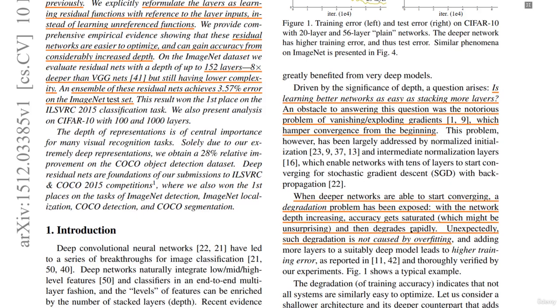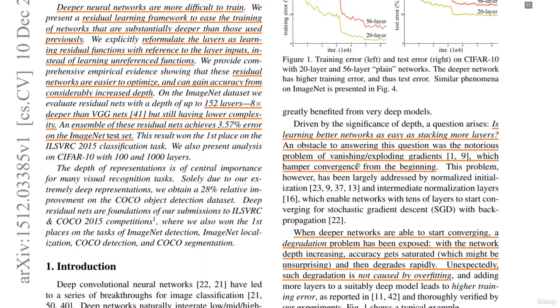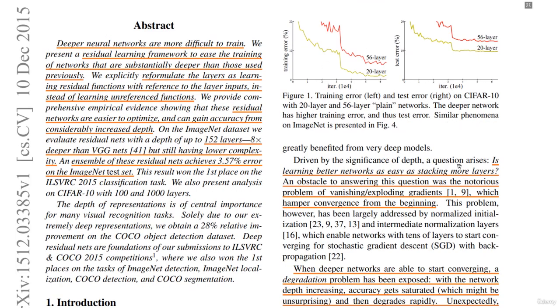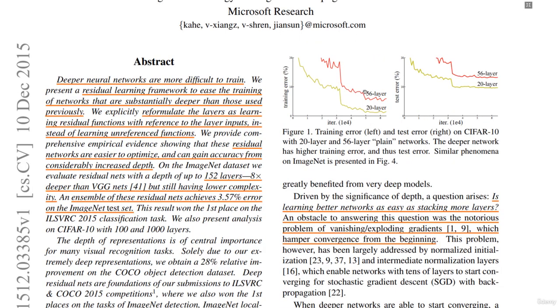Now, when deep networks are able to start converging, a degradation problem has been exposed. With the network depth increasing, accuracy gets saturated, which might be unsurprising, and then degrades rapidly. Unexpectedly, such degradation is not caused by overfitting. So what the authors are trying to say here is, the more we stack up these layers, there is this problem of degradation. So our model starts to drop in accuracy. And at first sight, we may feel like this drop is due to overfitting, but the authors are saying, as was proven, that this is not true and that the model actually degrades.